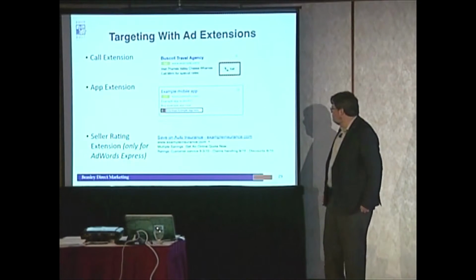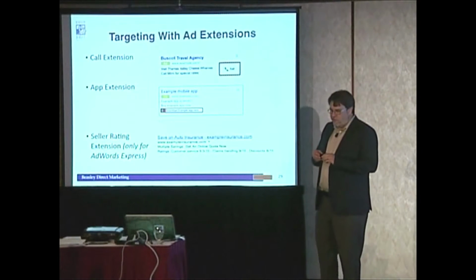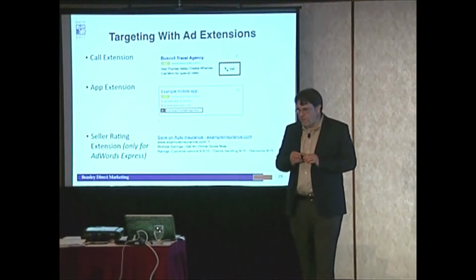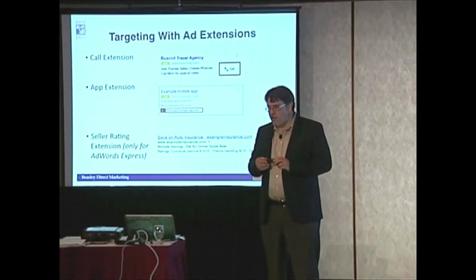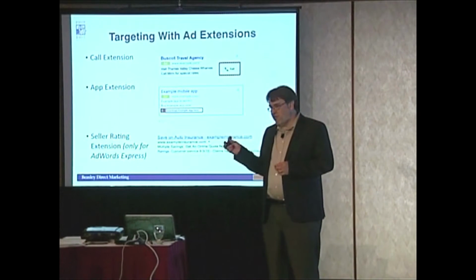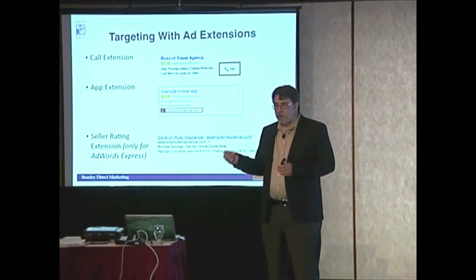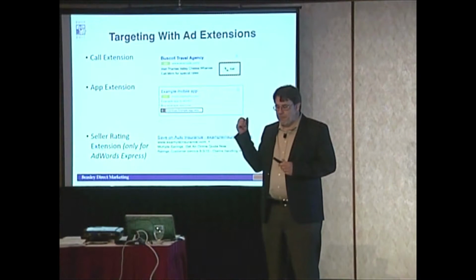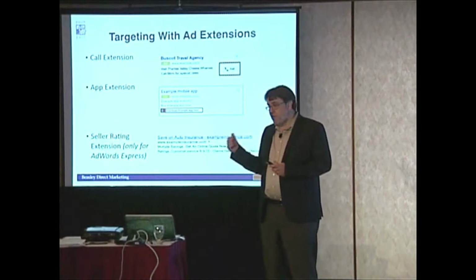Call extension. Call extension is kind of a complex beast, but it is very, very useful. Very nice on the mobile, but it also can work on the desktop. If somebody clicks on it and you have it set up with a Google generated number, you can get an incredible level of detail on how long the call was, where it came from, how many rings it took to answer, all kinds of good things.